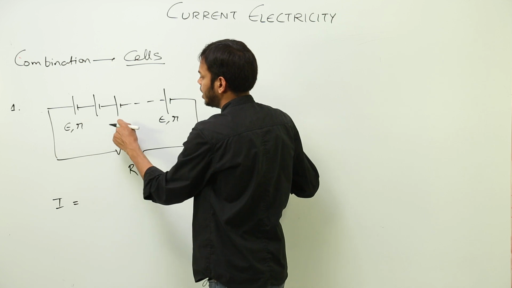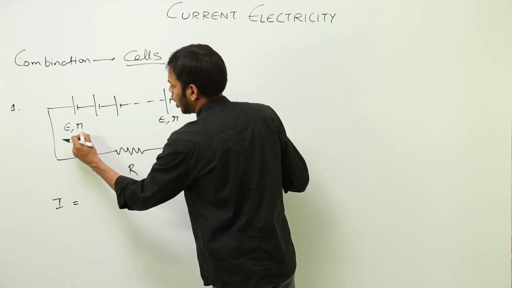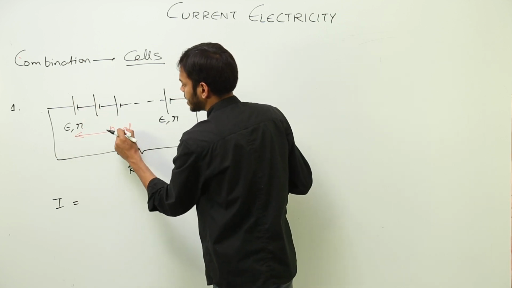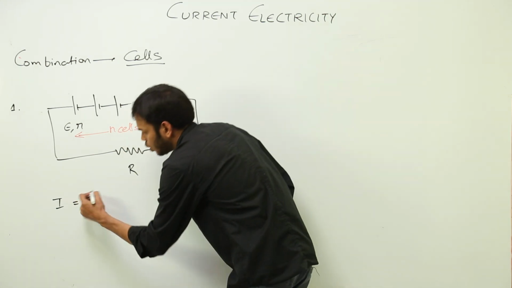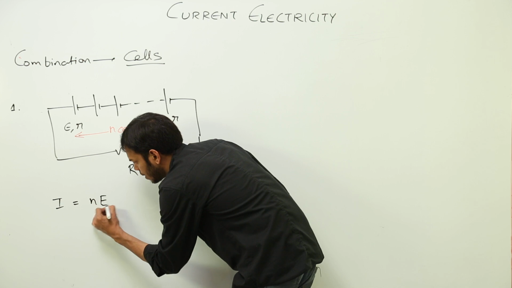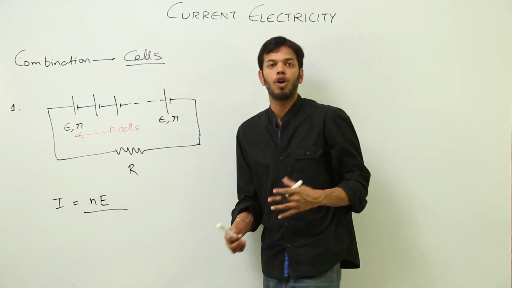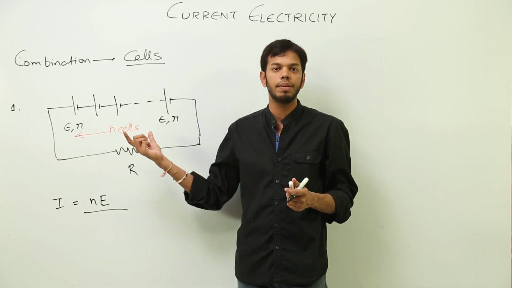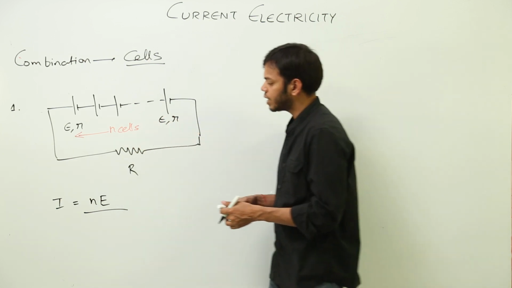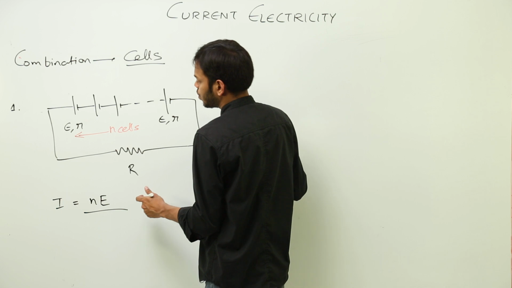This is E plus E plus E. There are total how many cells? n cells. Okay, so the total voltage becomes n times E. That is true. For 2 it was 1.5 plus 1.5, for 3 it was thrice, for 4 it is 4 times, for 5 it is penta times. So that is how. Now, total resistance is what?